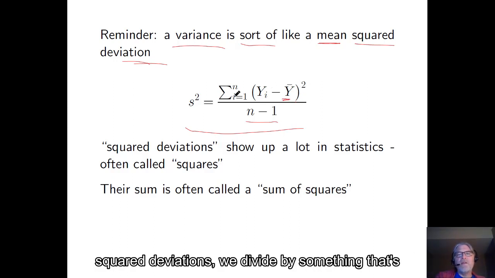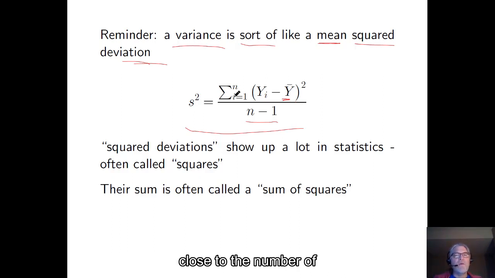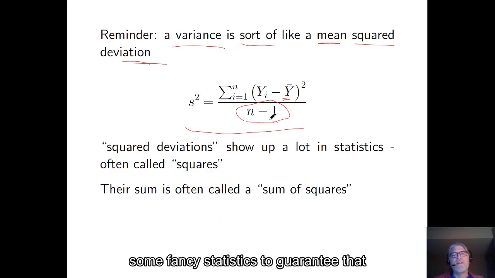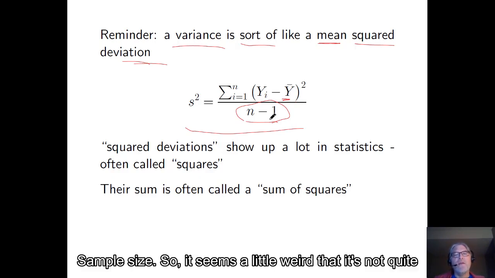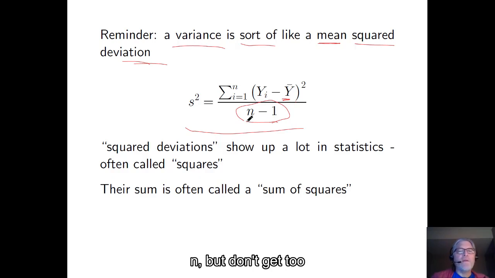That's the sum of squared deviations. We divide by something that's close to the number of terms there. And this denominator is chosen using some fancy statistics to guarantee that this is an unbiased estimator of the variance if we had a really large sample size. So it seems a little weird that it's not quite the mean, but don't get too distressed by that.